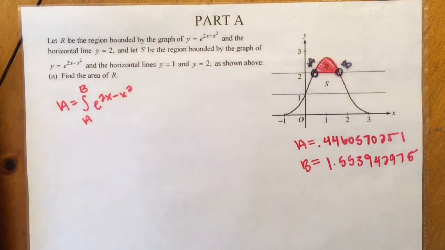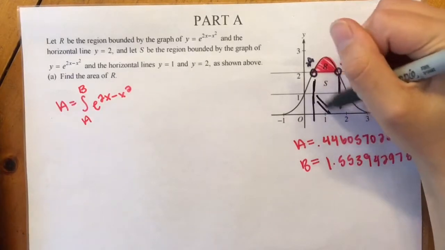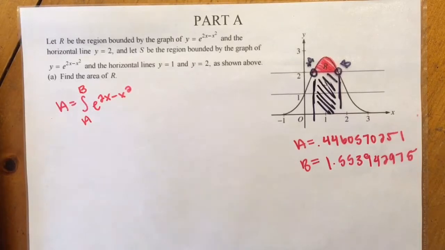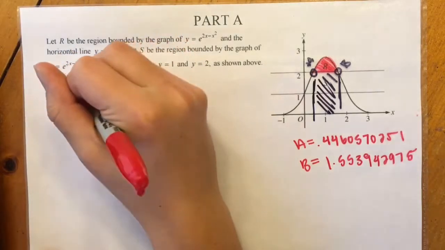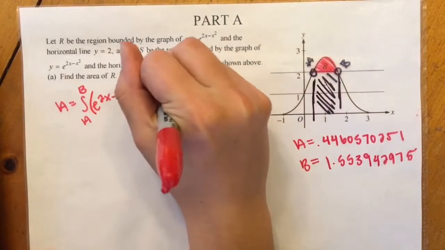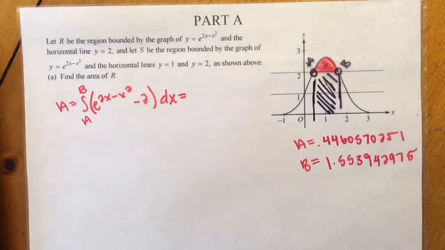But we have to pause here because there's something important. If we just finish integrating now, we're going to include this whole area right in here. And we don't want that because we only want the area of R. So in order to remedy that, we're going to subtract 2 from our curve to show that we're subtracting the area of that line. It's important to add the dx because we are integrating.